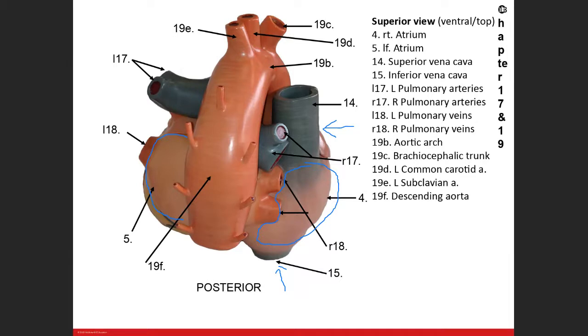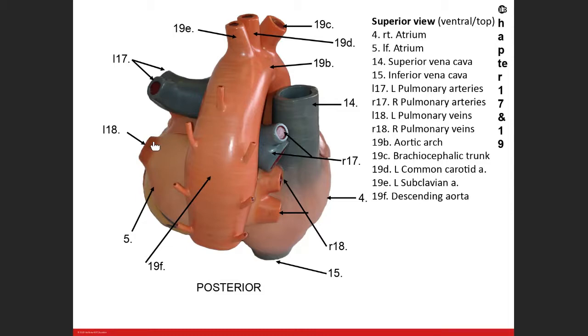I already talked about this. Number 14, that's the superior vena cava. Number 15, that's the inferior vena cava, draining into the right atrium. On either side, here and here, these are pulmonary veins right here. And over here is another pulmonary vein. This is over here on the right side of the heart, so these two are the right pulmonary veins. This guy over here is on the left side of the heart, so that is the left pulmonary vein.